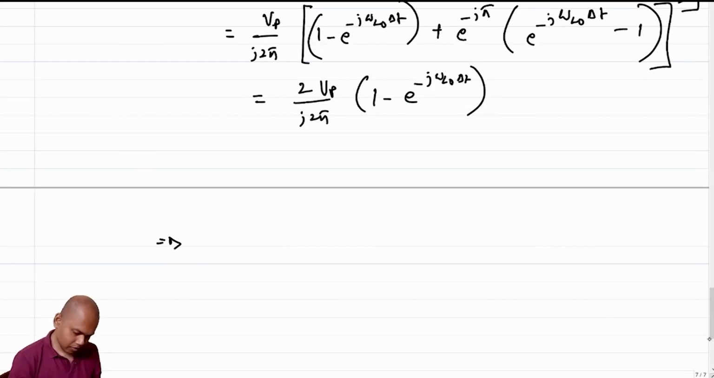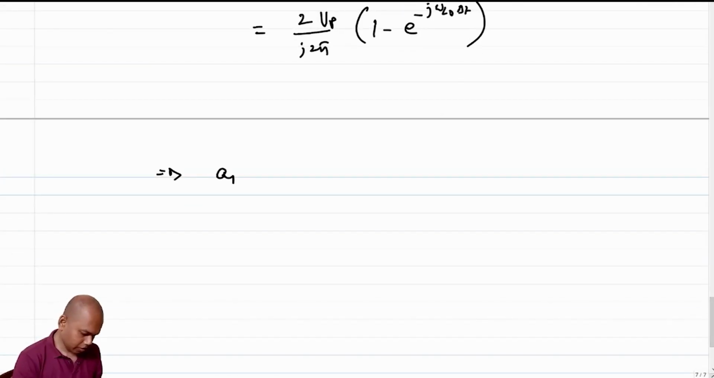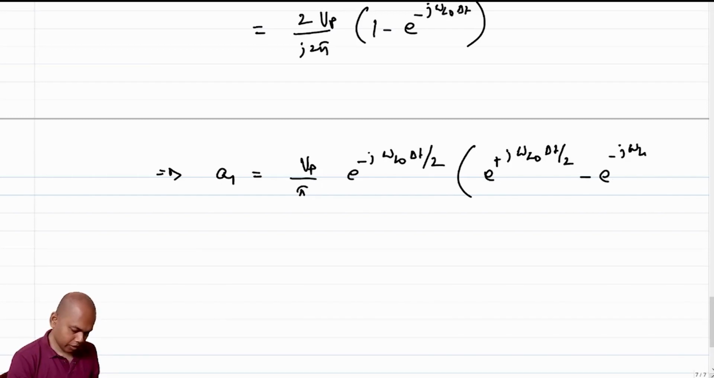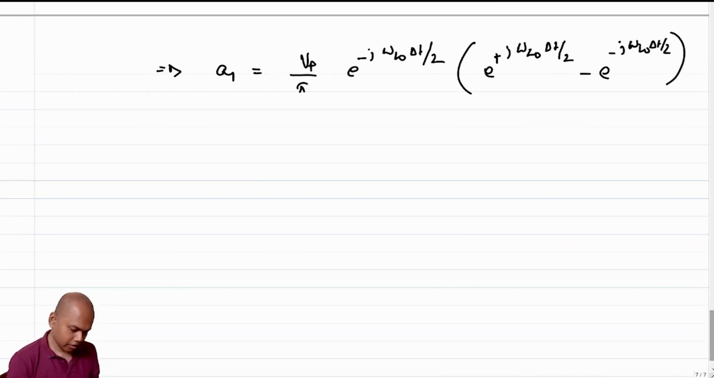which means A1 is, by again doing the classic thing, taking e to the power minus j omega LO delta t over 2 common, then we get e to the power plus j omega LO delta t over 2 minus e to the power minus j omega LO delta t over 2. So the one within the parenthesis becomes 2j sine omega LO delta t over 2.